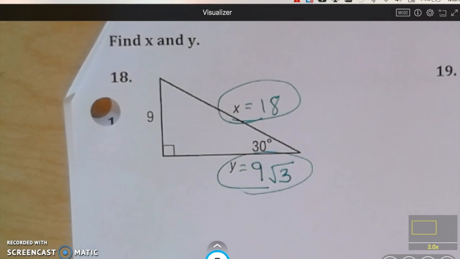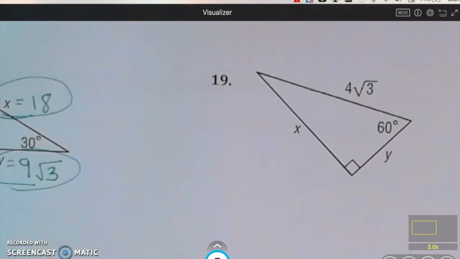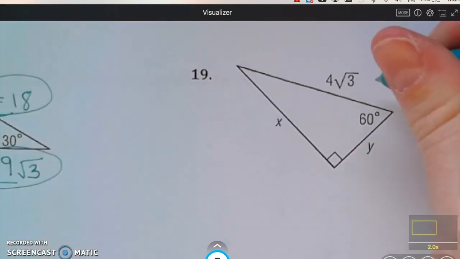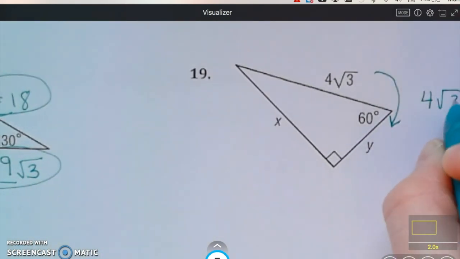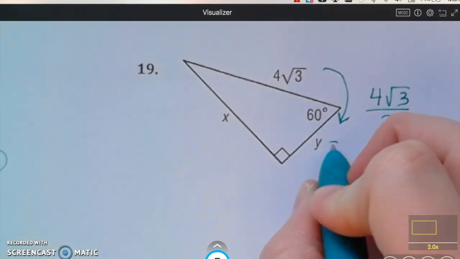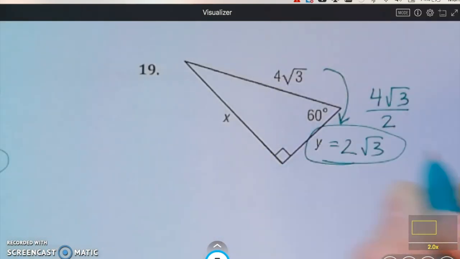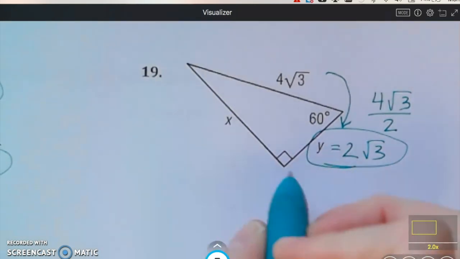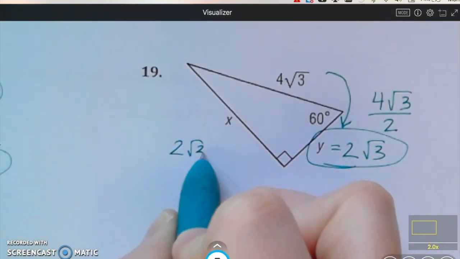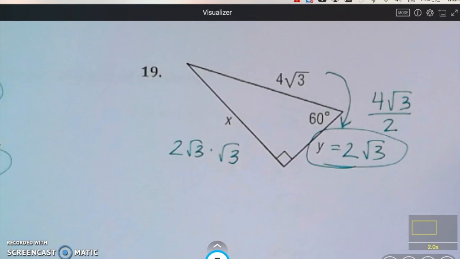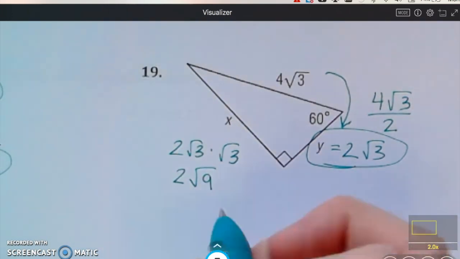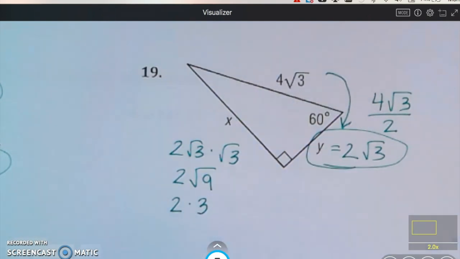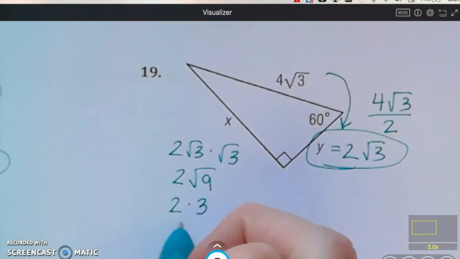19. You have the hypotenuse, so I need to work backwards to find the short leg. So when you go through to do that, you're taking the hypotenuse, dividing it by 2. This gives me 2 square root of 3. That's my value for y. To find the long leg then, you are taking your short leg, multiplying it by the square root of 3. So this gives you 2 times the square root of 9, which is the same thing as 2 times 3, since the square root of 9 is 3, which gives you 6.